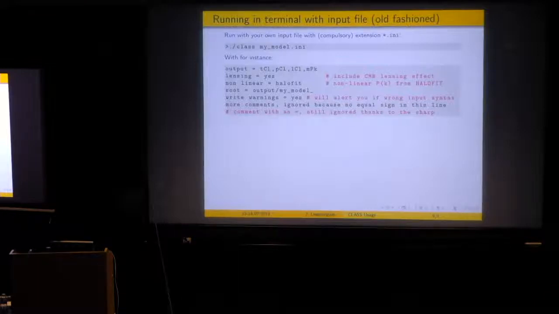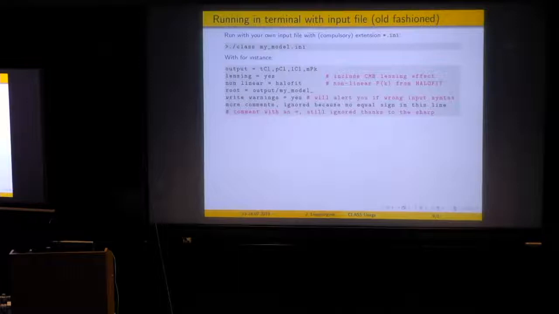Nonlinear is where you say that you want your halo fit corrections for the power spectrum. Root is where you can choose the output file, and then you avoid producing a 01, 02, 03. If you fix it, it will always overwrite in the same file.